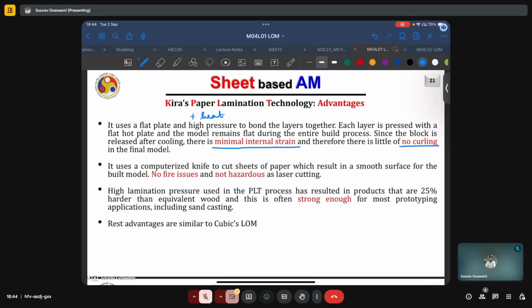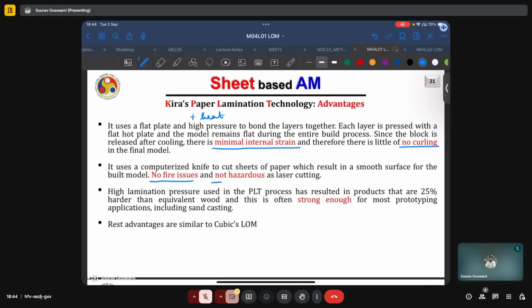Since only a mechanical knife is used instead of, say, a laser, which may lead to burning or a lot of heat generation, there are no fire issues, and neither are there any hazards per se, which are common to laser cutting. Because of the use of mechanical knife, even the emission of smoke and fumes will be very low, if at all.